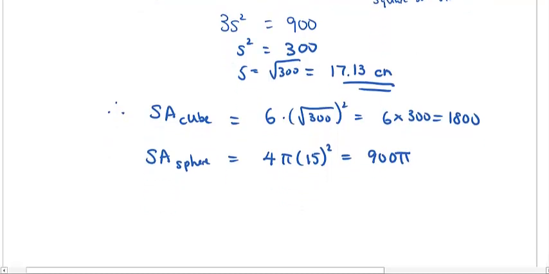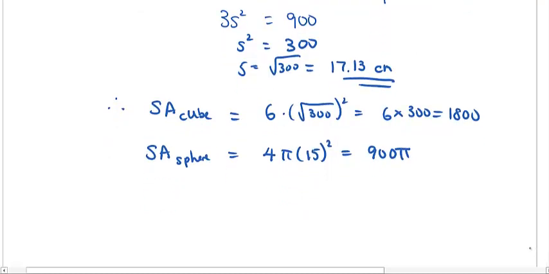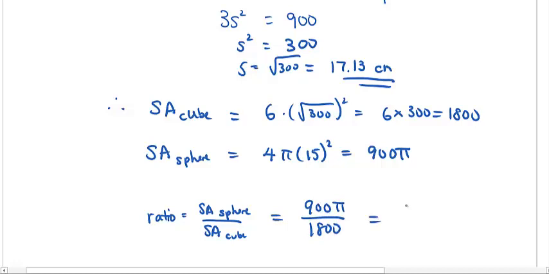And then finally, what was I asking for again? Oh right, it was the ratio. What is the ratio of what? The surface area of the sphere compared to the surface area of the cube. And I can just write this as 900 pi over 1800. And notice that this simplifies to this lovely ratio of pi over 2. There you go.